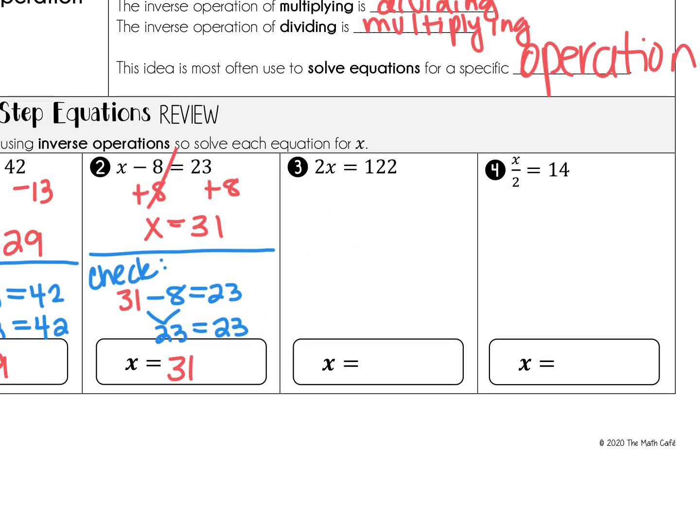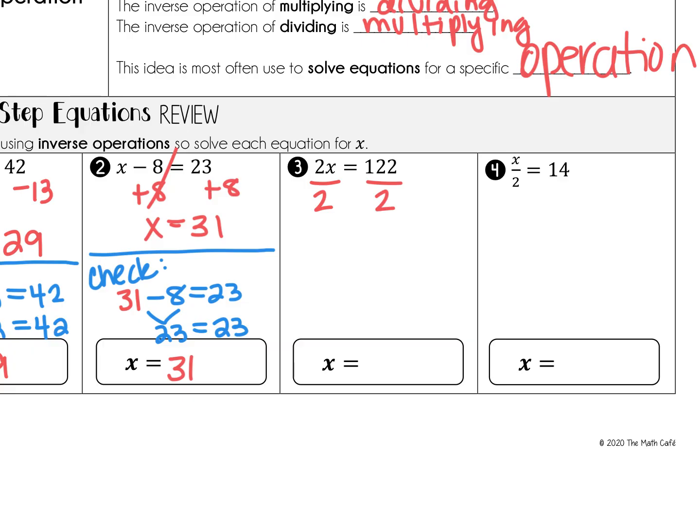Example 3 is a little bit different. There's no addition or subtraction. In fact, there's some multiplication. 2x equals 122 is the same as 2 times x equals 122. The opposite of multiplication is division. To show division, we'll use a fraction bar.